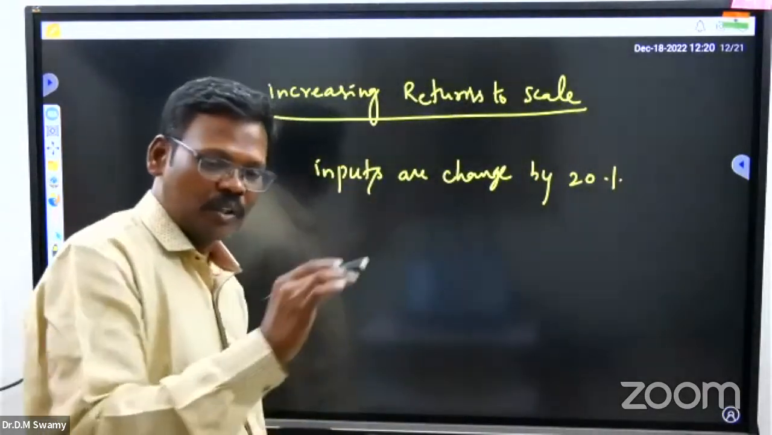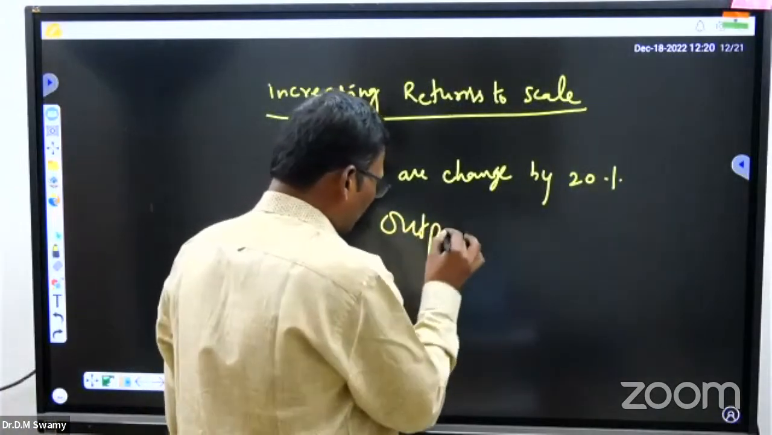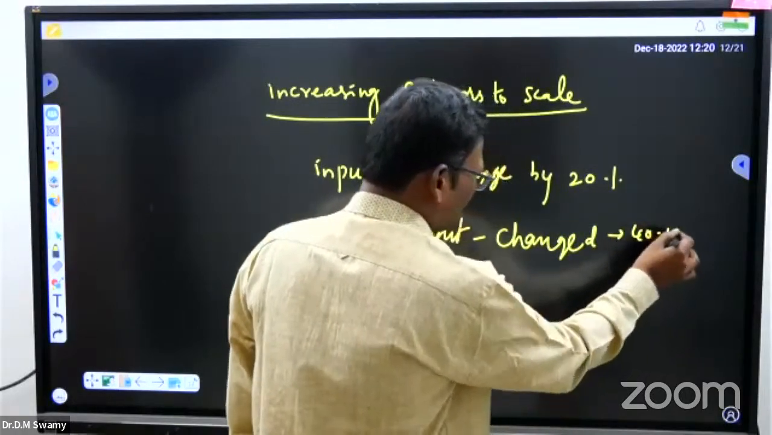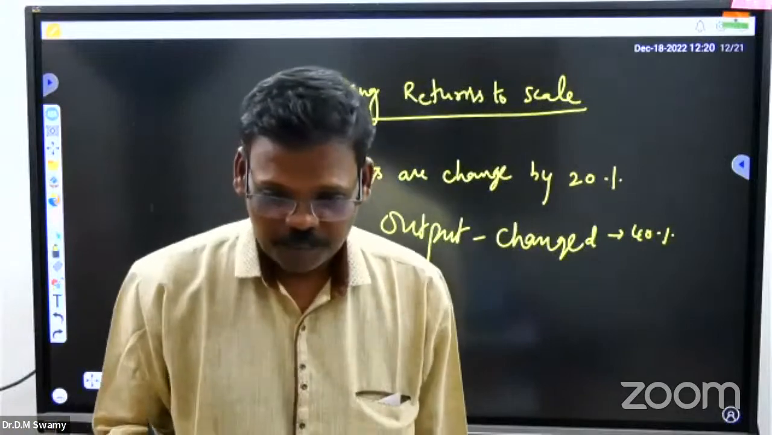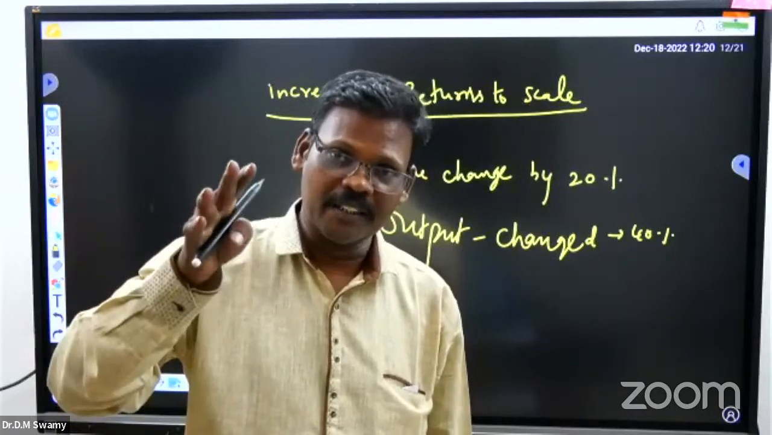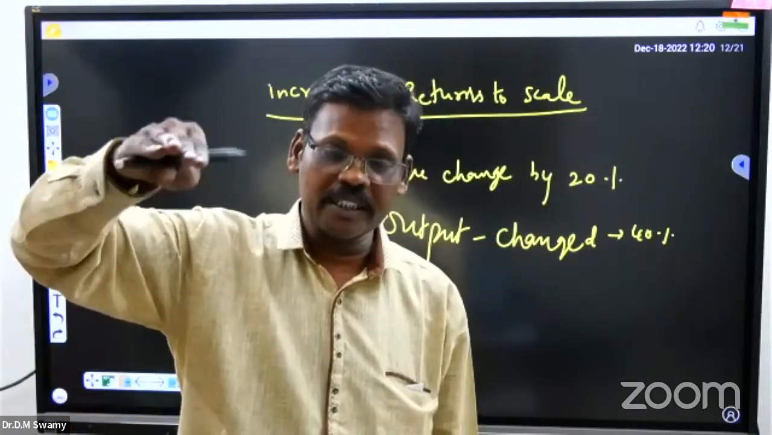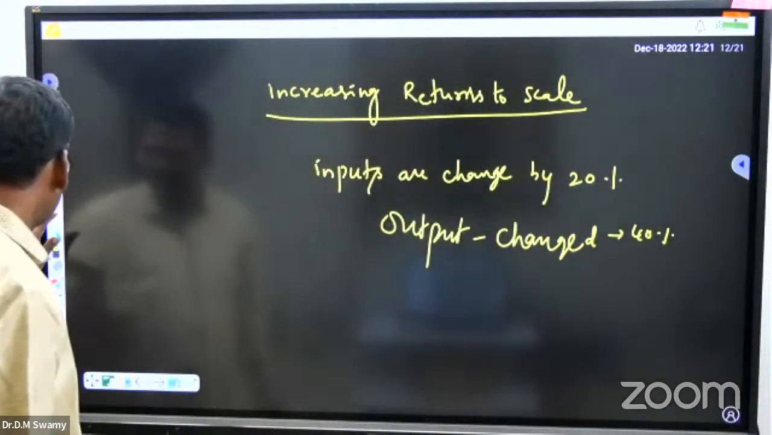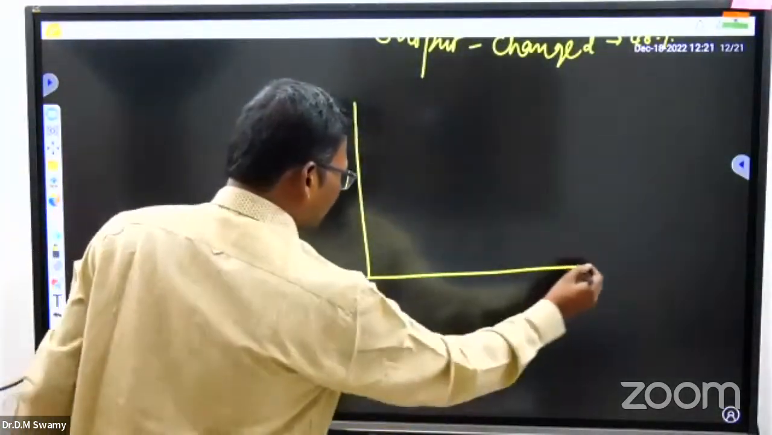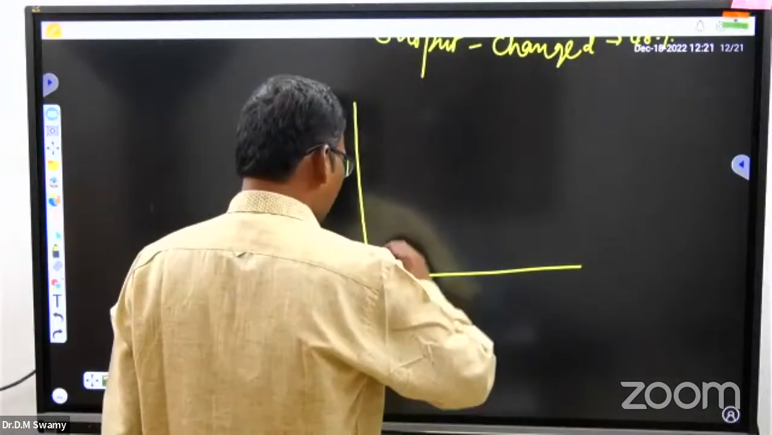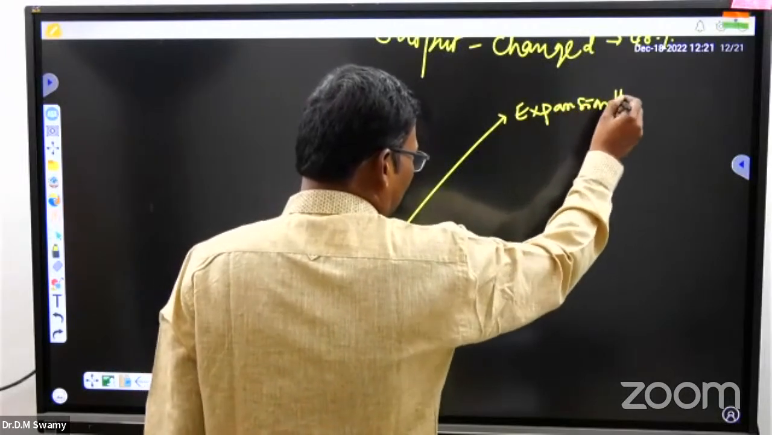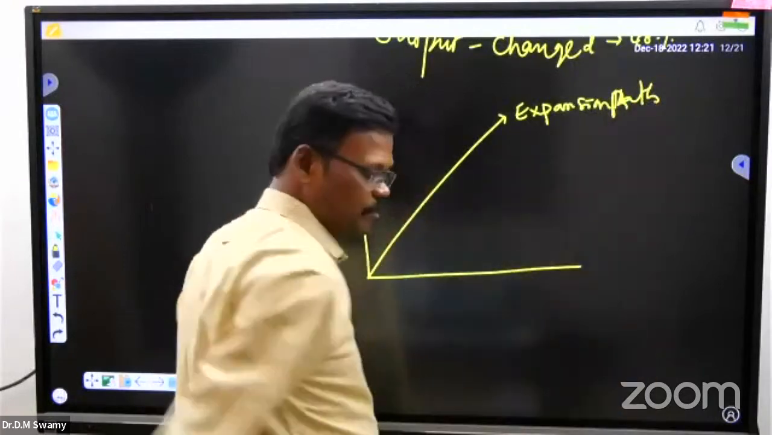When the inputs change by 20%, but the output changes by around 40%, or more than 20%, the proportionate change in the output is more than the proportionate change in the input. So this is called increasing returns to scale. In the production theory, this is generally known as the expansion path.